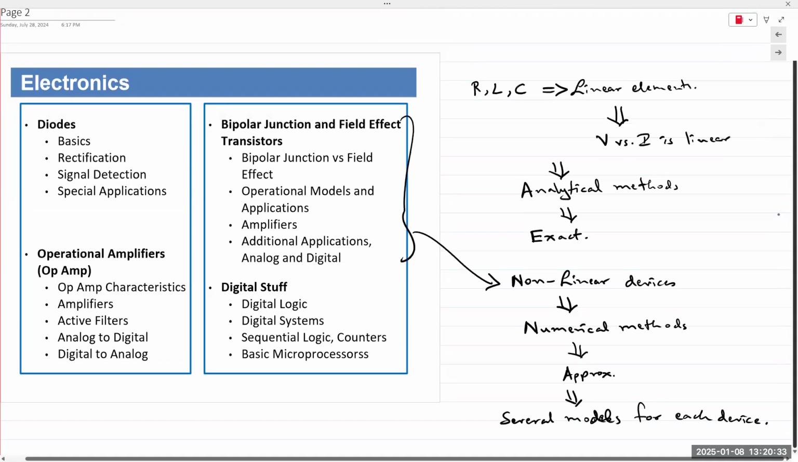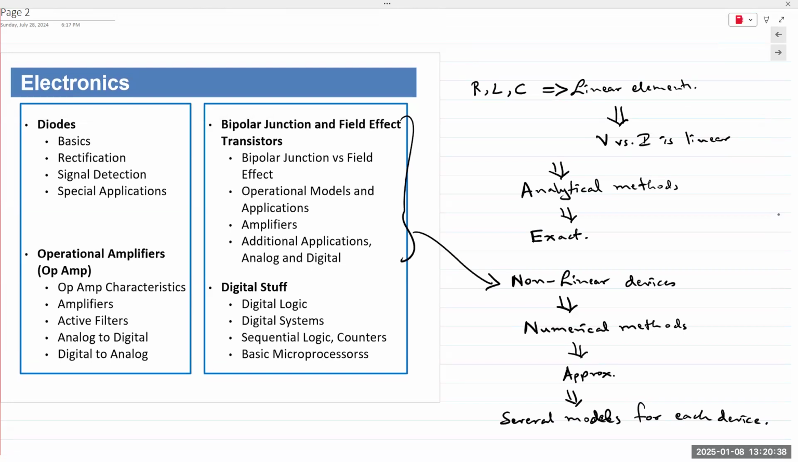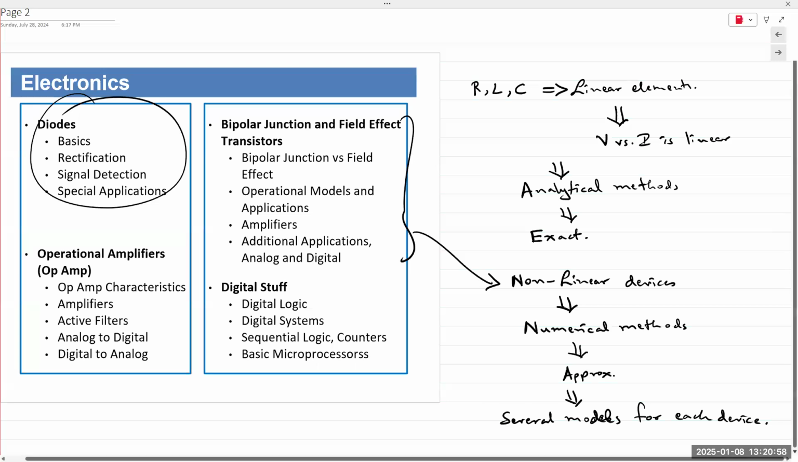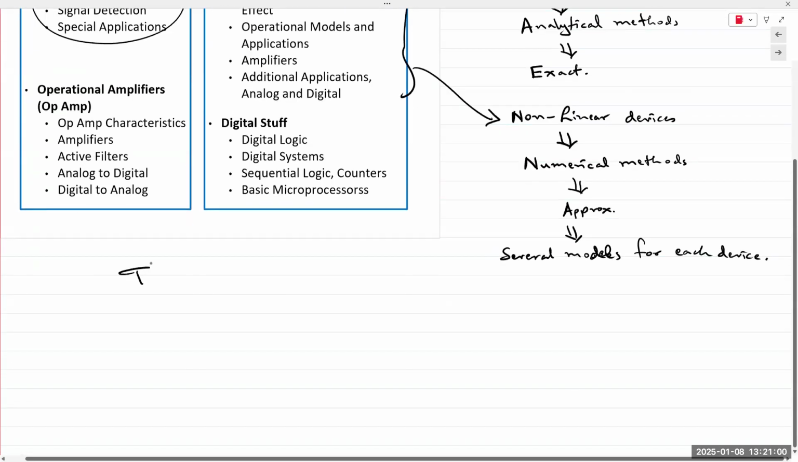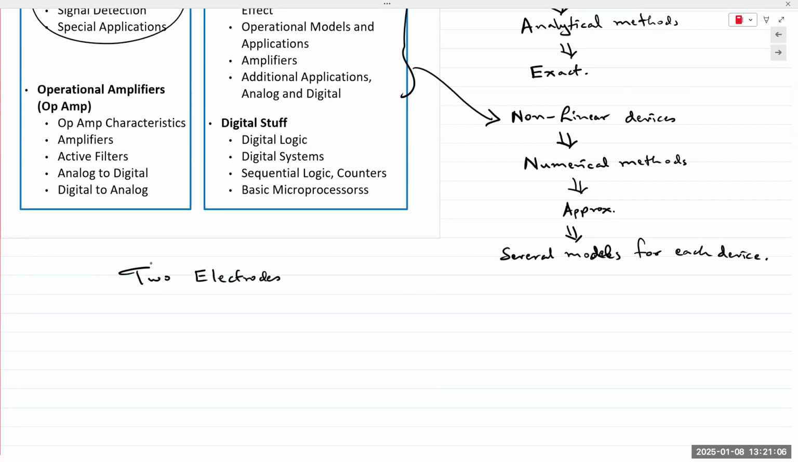Okay, so the first electronic device that we'll look at is the diode. The name comes from the fact that the first electronic device was a vacuum tube, and that vacuum tube had two electrodes in it. Two electrodes, diode. Hence the name. That's where the name comes from.